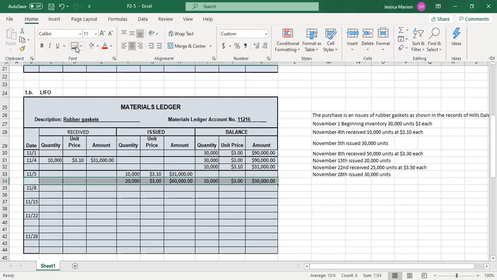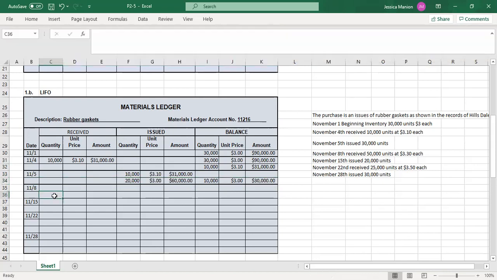All right. November the 8th, received 50,000 units at $3.30 each. Okay, 50,000 units, $3.30 each, $165,000. Okay. So now our ending inventory, 10,000 units that cost $3 each, 50,000 units that cost $3.30 each.